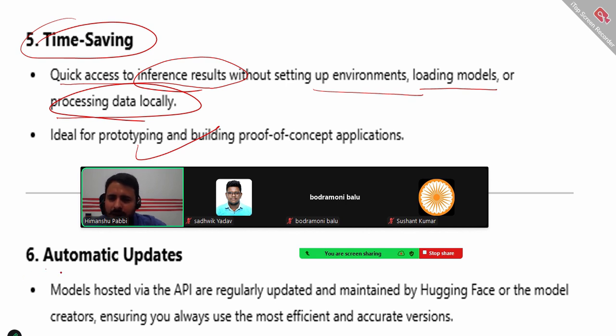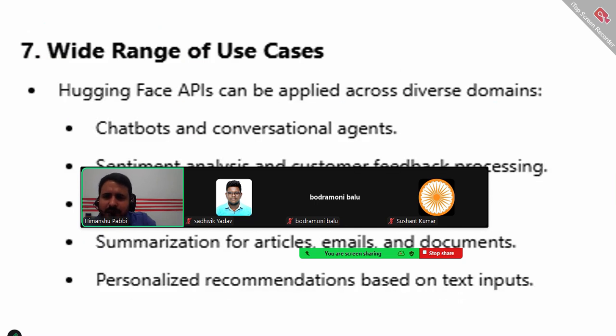Then there are automatic updates. See guys, the benefit is that if any update comes in any model, you don't have to worry, it is automatically updated. As you are just calling the API and getting the data, the model, the tokens, you don't have to worry much. Those are the advantages of using these pre-trained models and the APIs.